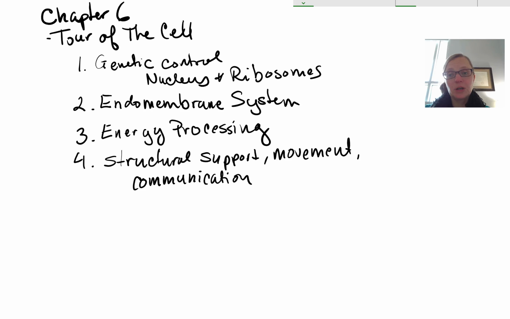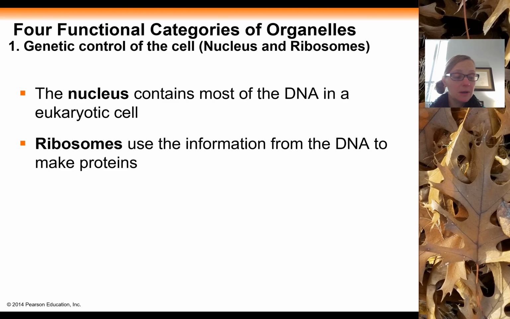All right, so we're going to go through each one of those sections one at a time, starting with genetic control of the cell. So again, here we're going to be talking about the nucleus. The nucleus contains most of the DNA that's found in a eukaryotic cell. And I say most because it's not all. We will learn later that there are other organelles that actually have their own DNA.